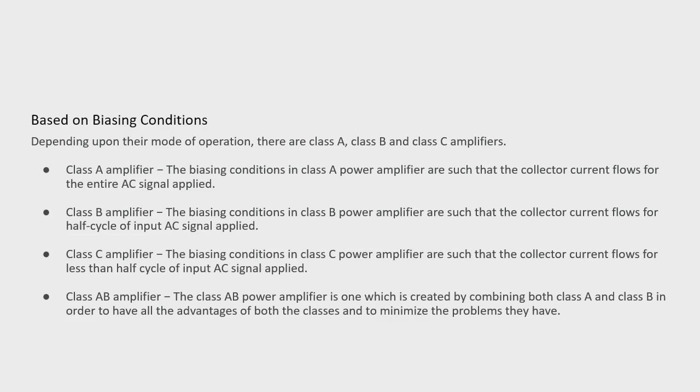And the Class AB power amplifier is one which is created by combining both Class A and Class B in order to have all the advantages of both the classes and to minimize the problems they have.